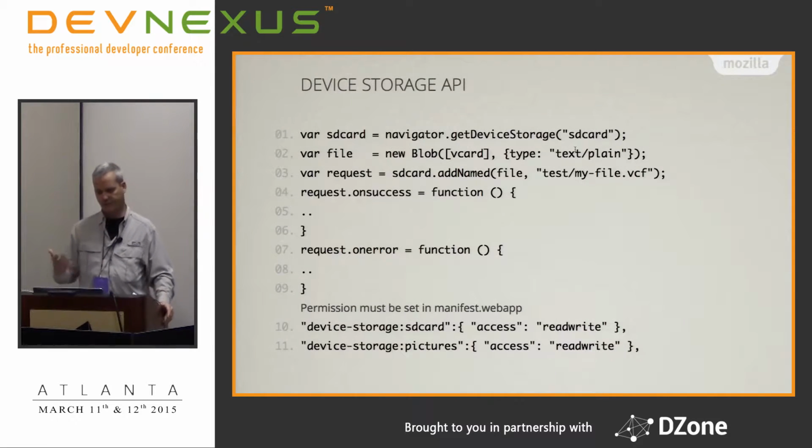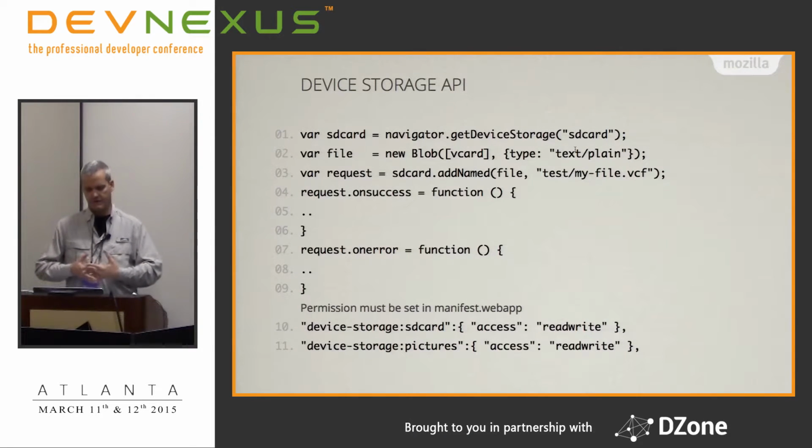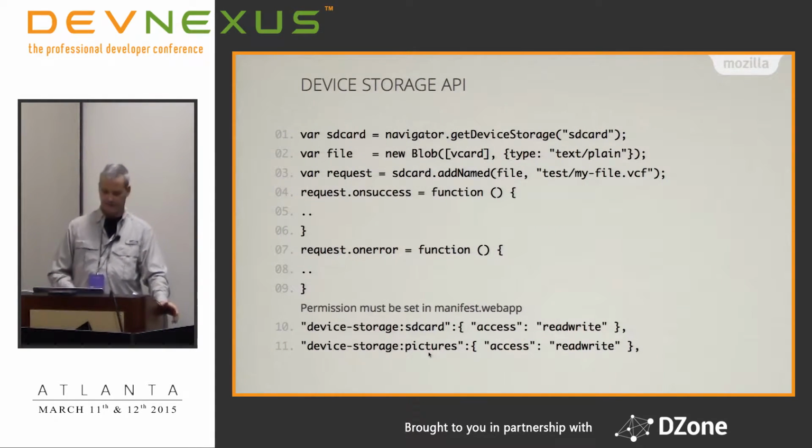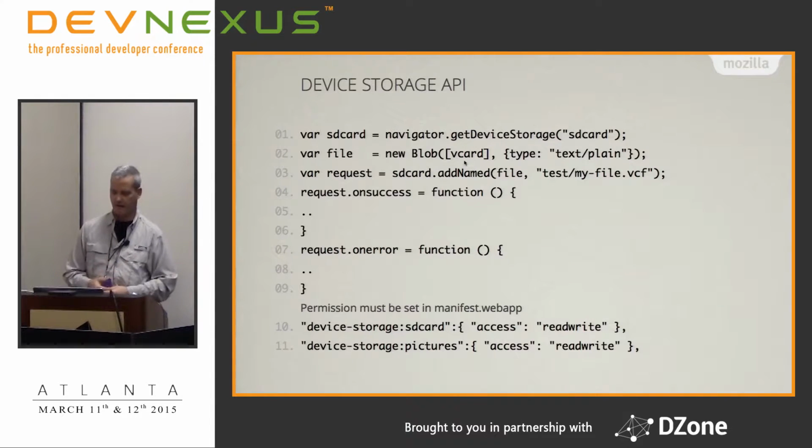Okay. The device storage API, I talked about that one earlier, is basically getting access to the SD card. For whatever area you're accessing, whether it's the SD card, pictures, or gallery, you have to put that in your manifest here at the bottom. And then you can just do add name. That's just adding a vCard to the SD card.